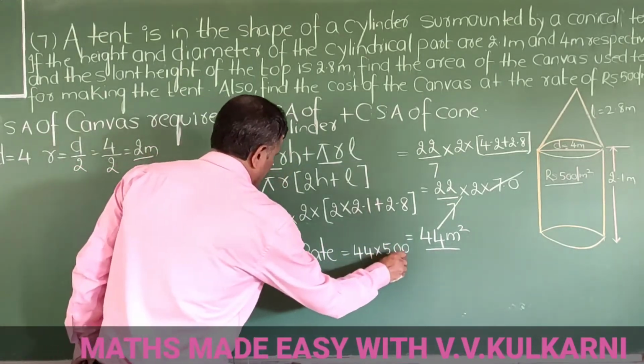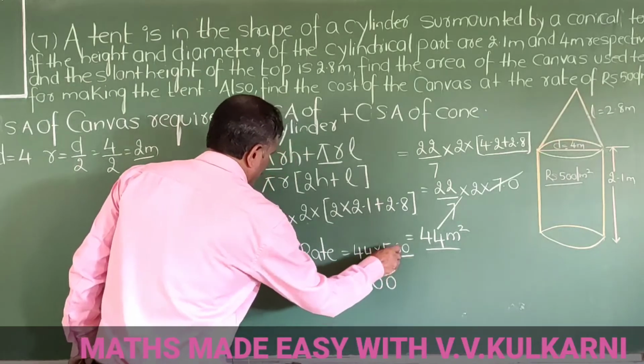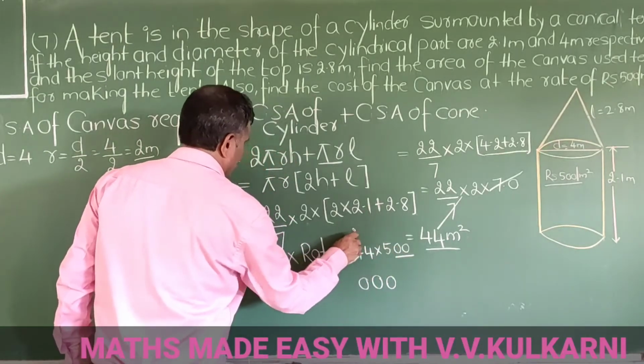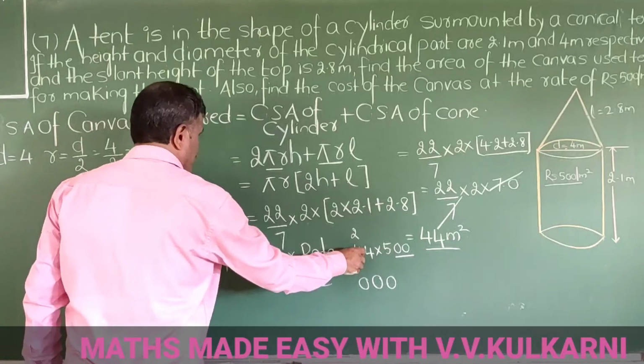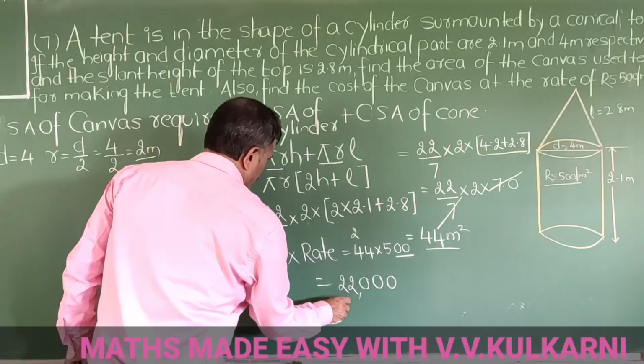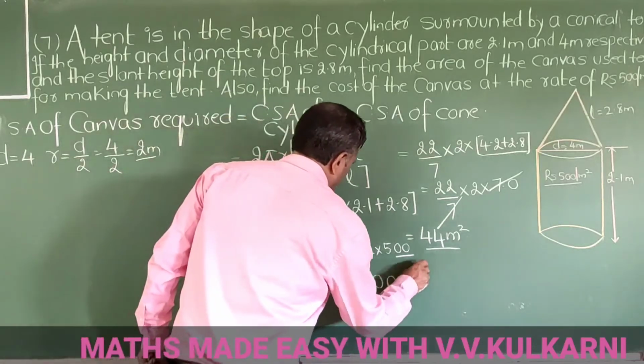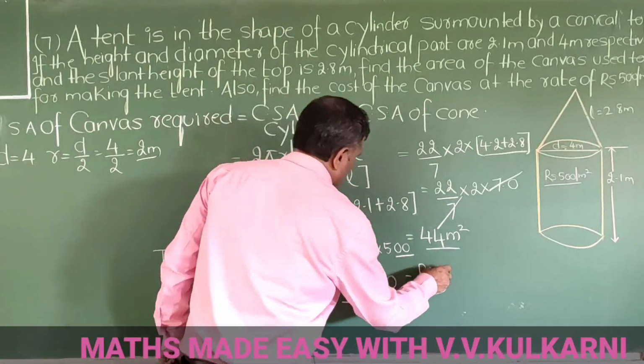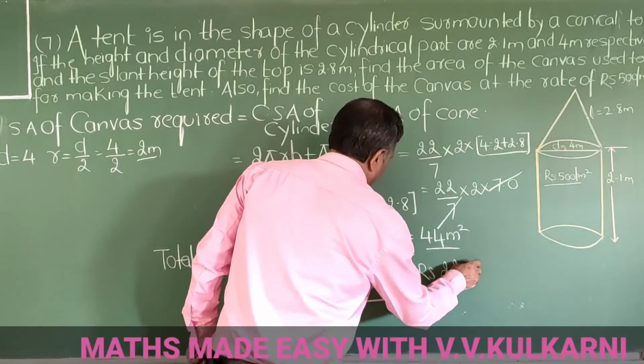So what you will get here is 2 zeros are there, 5 4s are 20, carry 2, 5 4s are 20 plus 2 is 22. So how much you get here is rupees 22,000 you have to spend to make this conical tent.